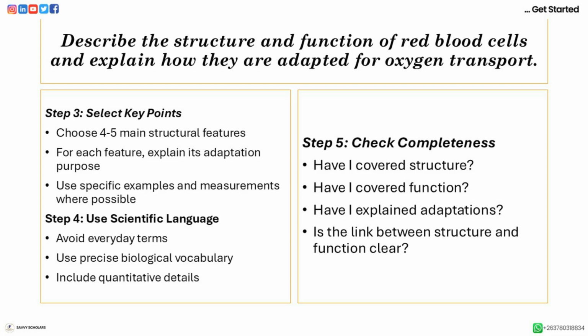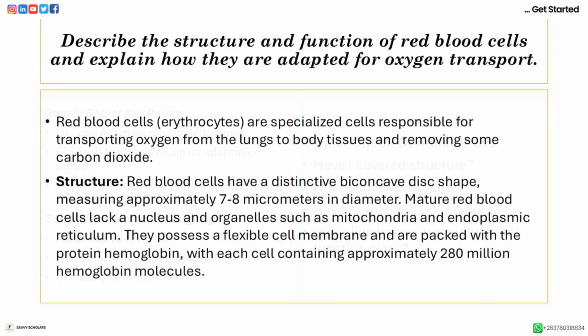So let me give you a model answer that you can use when you're answering this type of question, where it says describe the structure and function of red blood cells and explain how they are adapted for oxygen transport. Now, red blood cells, which are erythrocytes, are specialized cells responsible for transporting oxygen from the lungs to body tissues and removing some carbon dioxide.